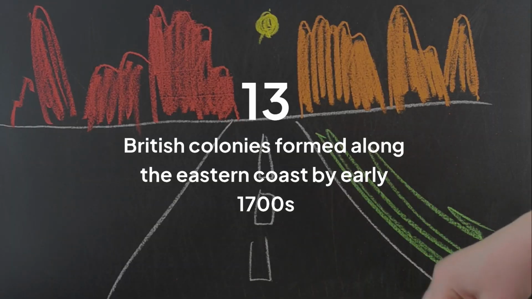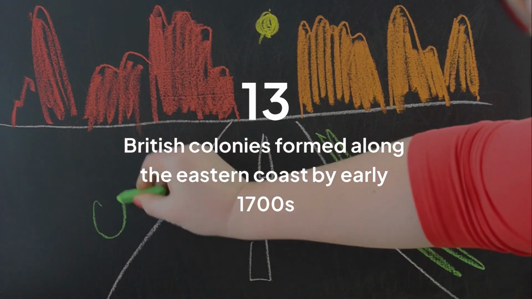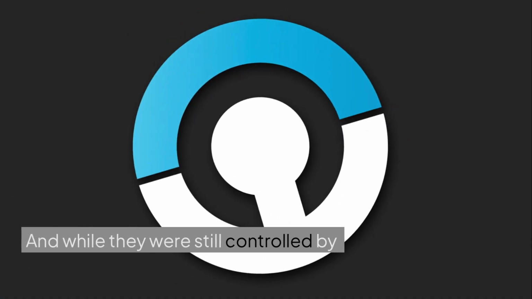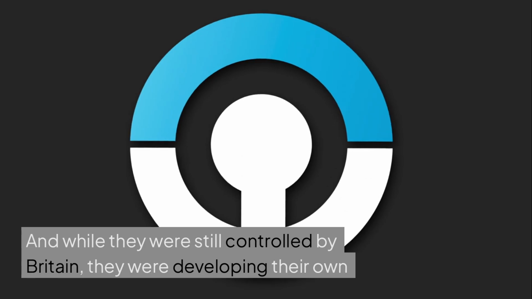By the early 1700s, 13 British colonies had formed along the eastern coast of North America. And while they were still controlled by Britain, they were developing their own identities.